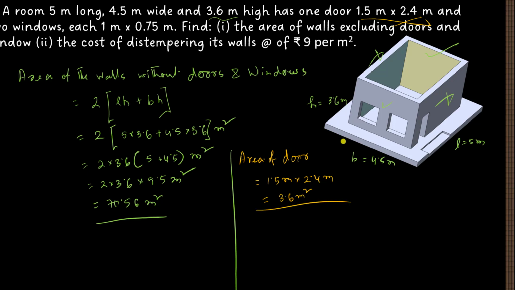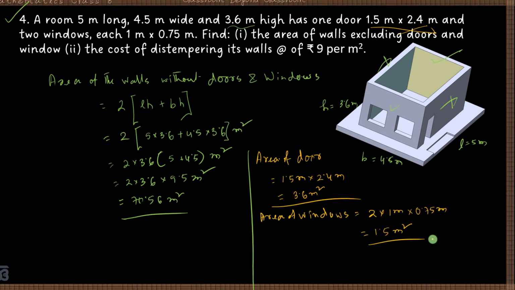Now there are two windows and each is 1 meter by 0.7 meter. So area of windows is equal to 2 times, and one window is 1 meter multiplied by 0.75 meter, and this is equal to 1.5 meters square.